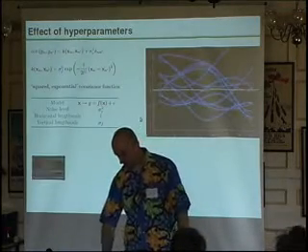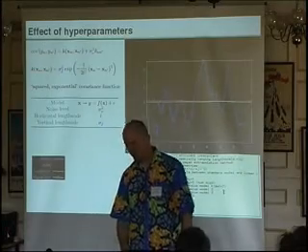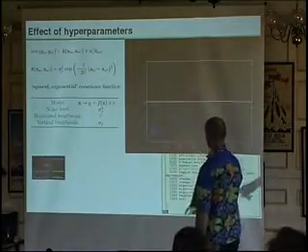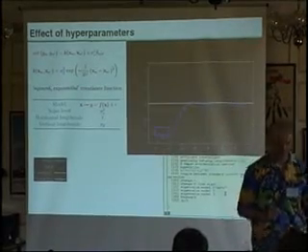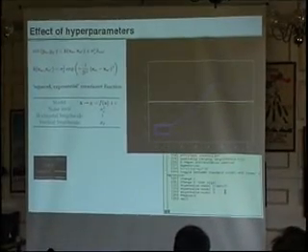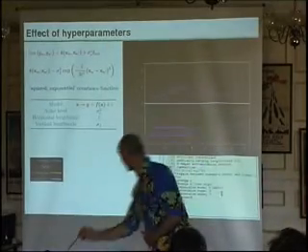So let's play around and look at the effect of the hyperparameters. I'm going to start with the length scale, which is called L, and here there's a little indicator called R because I forgot to change the label. So it's a length scale.